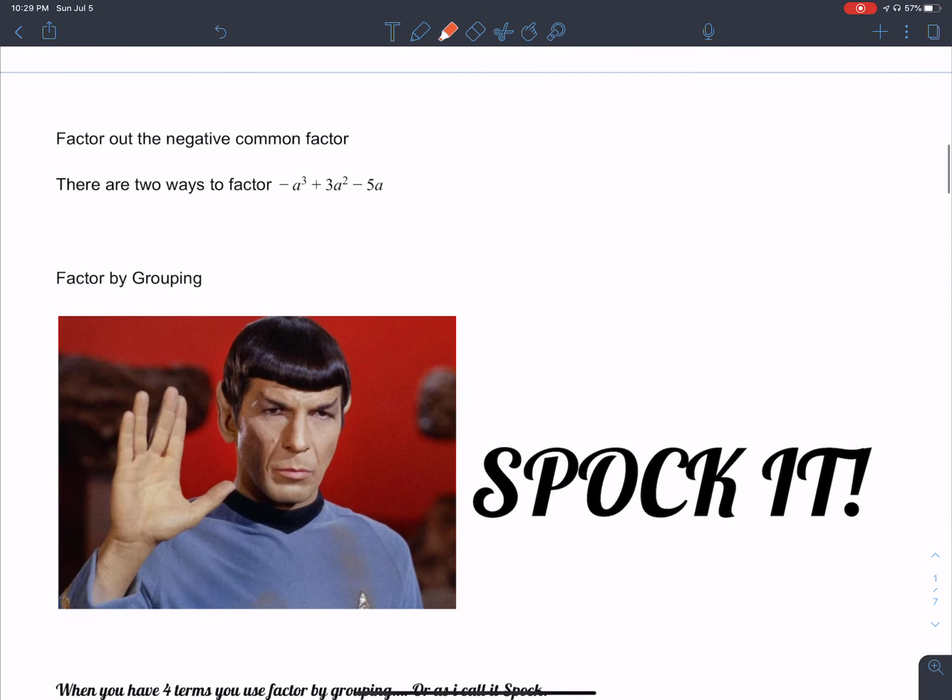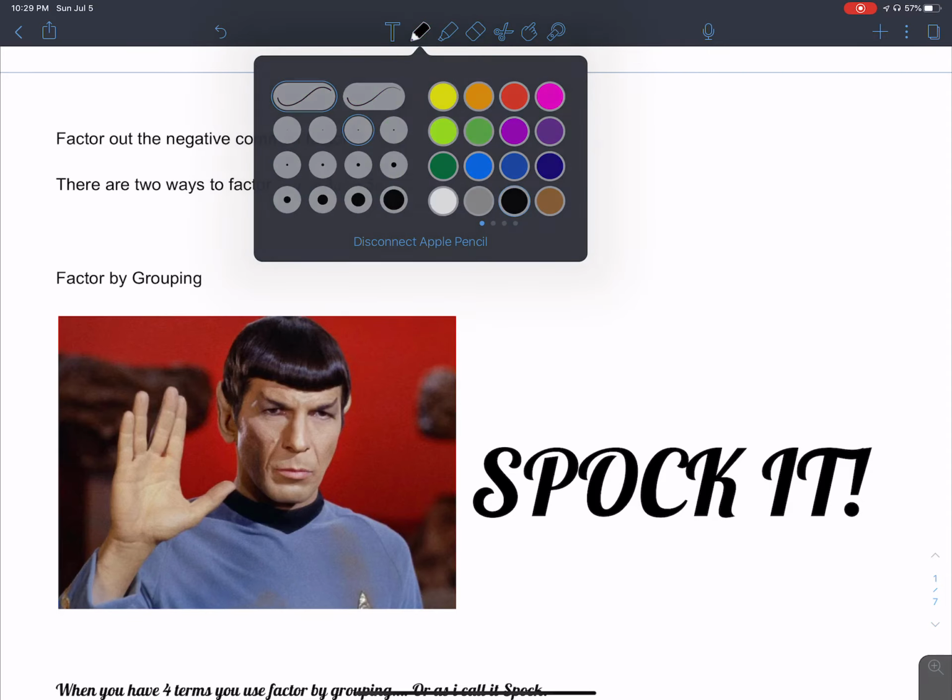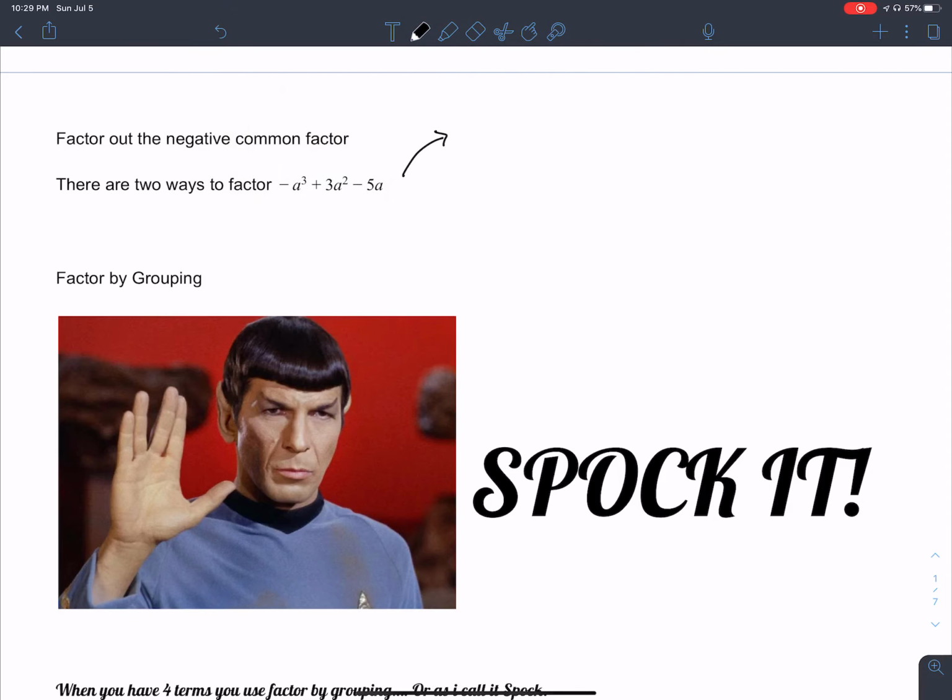So, factoring out a negative common factor. There are 2 ways to factor out a negative common factor. The first is you can just factor out the negative 1. If we take out a negative 1, we would actually take out a negative a, right? So negative a, and we get a squared minus 3a minus 5. So you see I took out the GCF and then it changes all the signs.